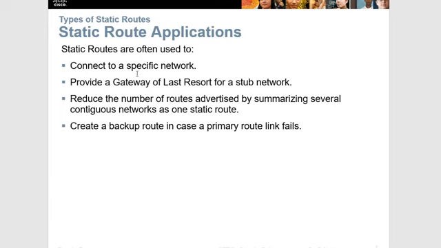So, more static route applications. Static routes are used to connect to a specific network, and provide a gateway of last resort for a stub network. Again, a gateway of last resort is where do I send something that doesn't match any entry in your routing table. They also reduce the number of routes advertised by summarizing several contiguous networks into one static route. And again, we're going to talk about that route summarization process.